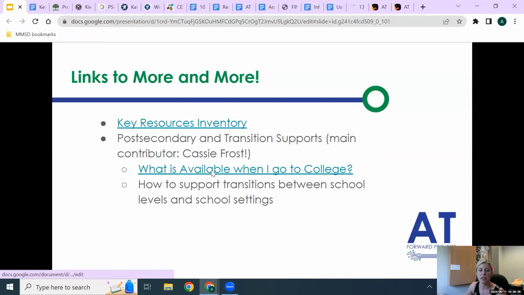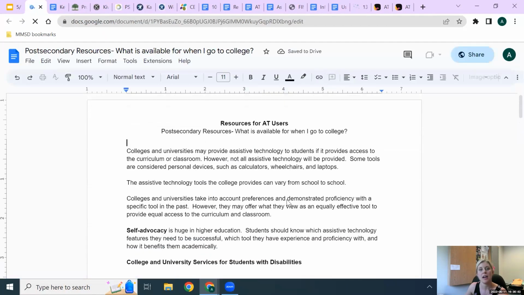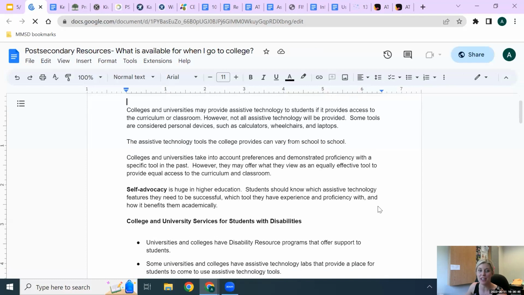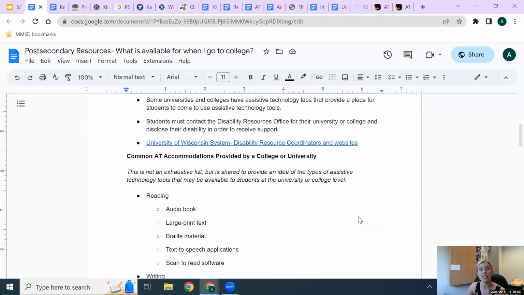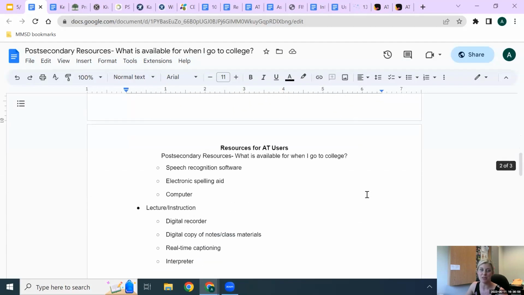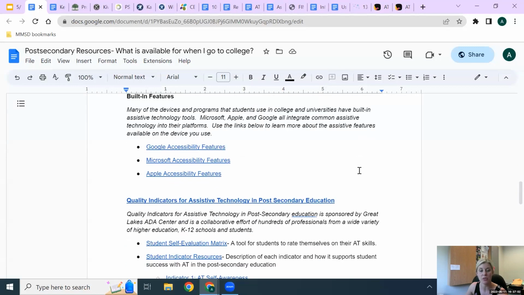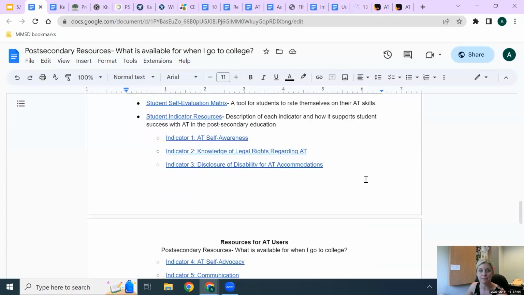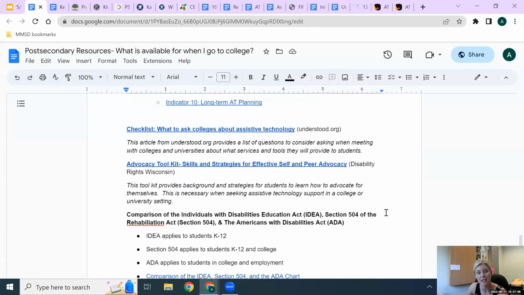And then we also, this is another one that Cassie Frost did a lot of work on, but really looking at what's available when I go to college, helping with the self-advocacy and learning the difference between what it's like when you're in college, in high school, and how that transitions to college, and common accommodations, ones that aren't common too, right? And thinking about those different areas and how we can support them and students learning those as they transition. So you'll see this is a very, very rich resource that was created as well.